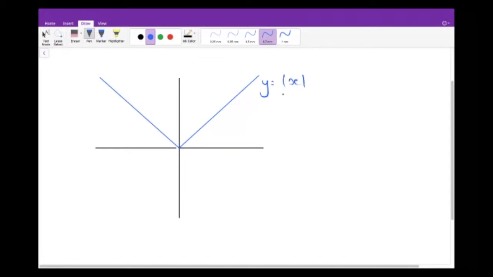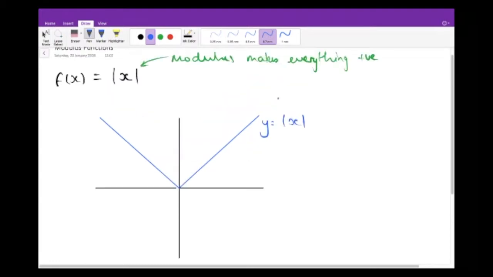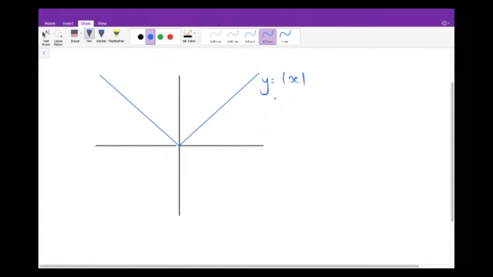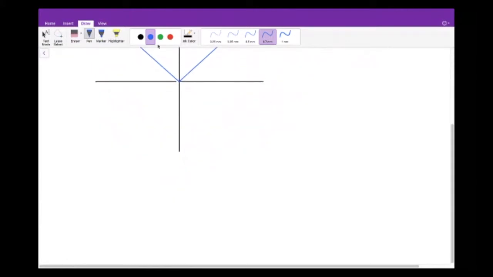And we could do it for loads of functions. So draw it as normal, and then any bits that go under the x-axis do the exact same values of y, but above the x-axis now. Okay. And that's kind of it in terms of sketching it.